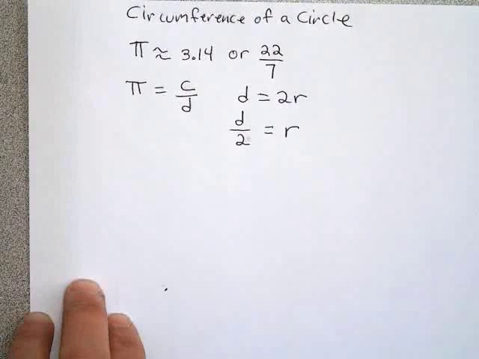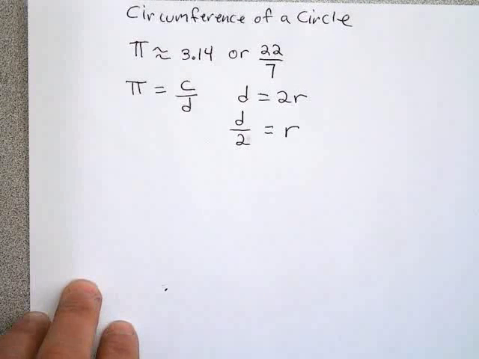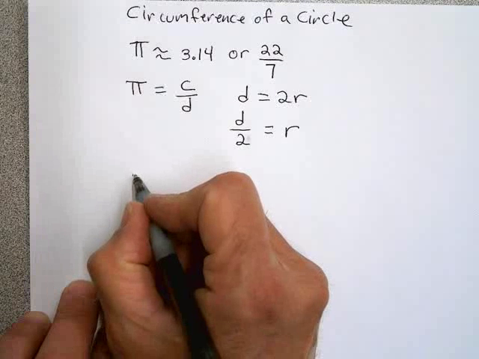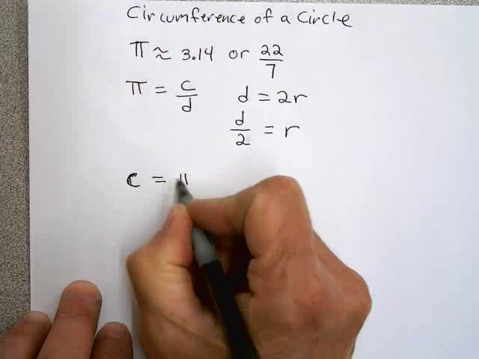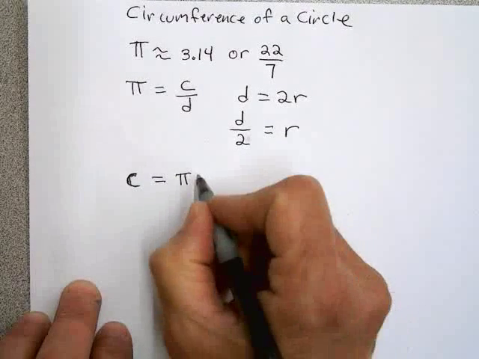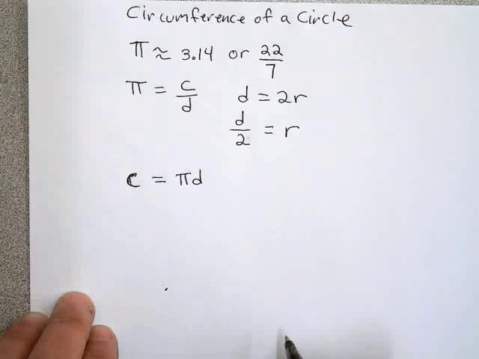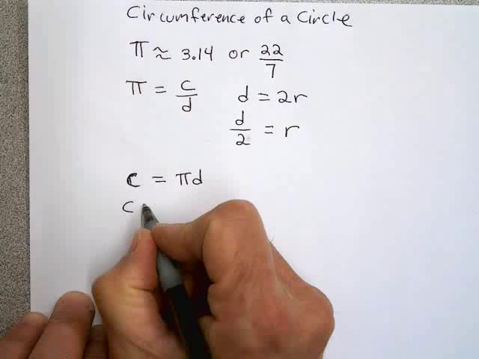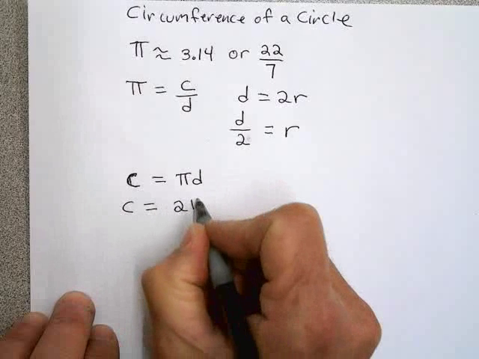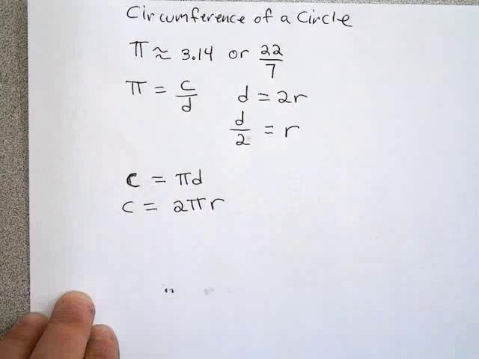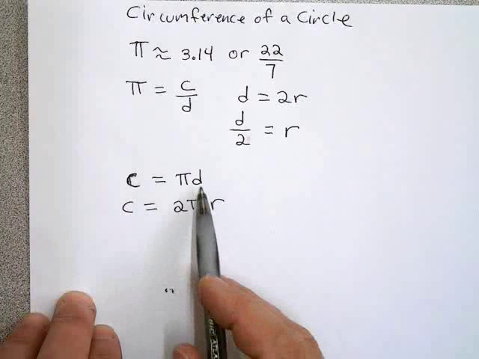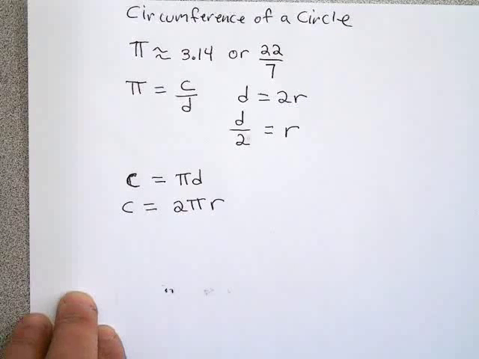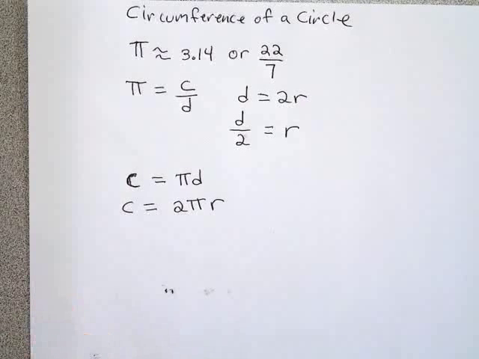Okay, so that brings us to the two formulas for finding the circumference of the circle. The first one is the circumference is equal to pi, and mostly we're going to use 3.14, multiplied by the diameter. Or it could be that the circumference is equal to 2 multiplied by pi multiplied by the radius. And the reason this 2 is here is because 2 times the radius equals the diameter. And so that's the basic formulas for finding the circumference of the circle.